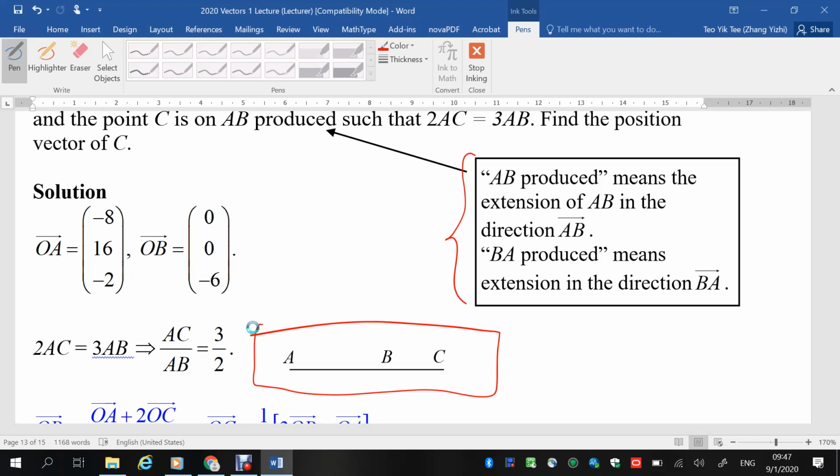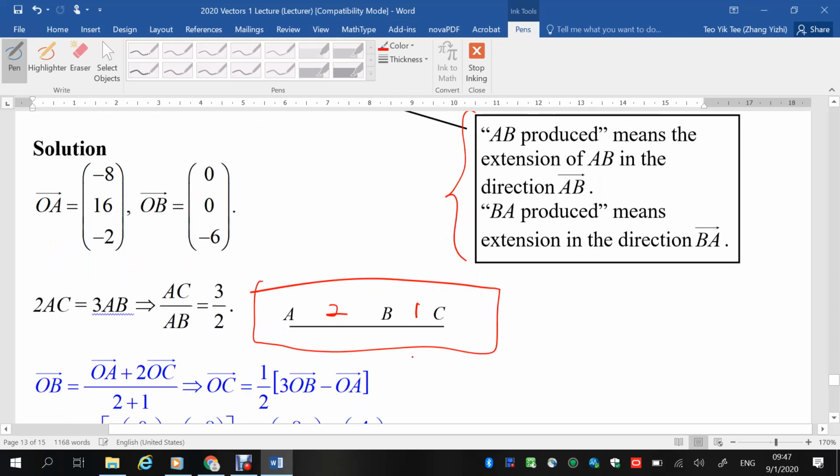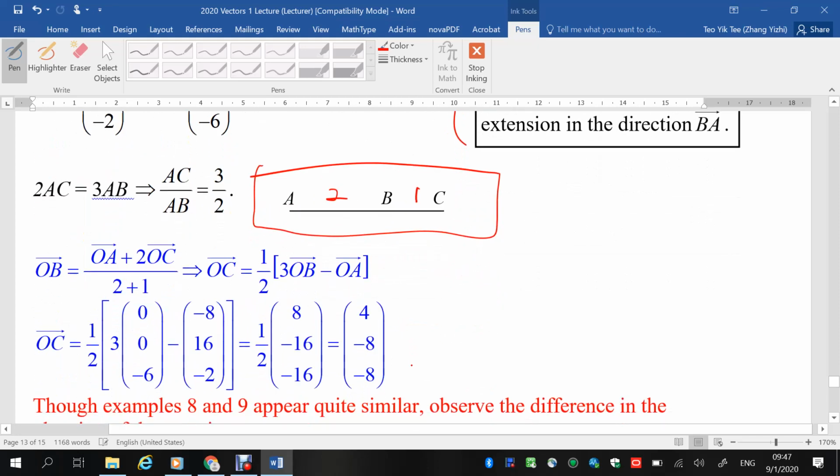What's the number? Anyone can give me the number? 2 is to 1. Okay? If you can do this, what follows next is again back to your usual ratio theorem. Flip around, you can get your OC. But this time round, OC is your unknown. This is your unknown, so just play around with the equation. You should still be able to solve for OC.